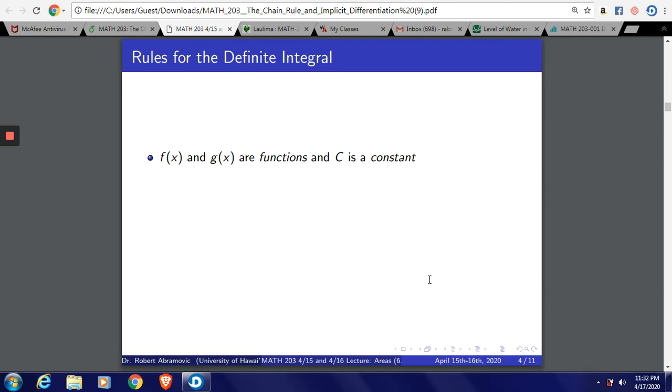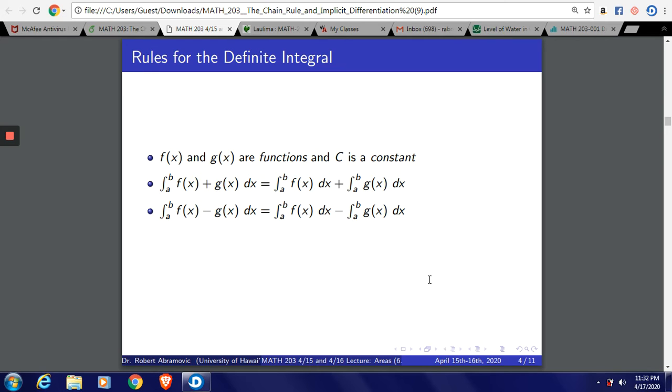Now, the rules for the definite integrals pretty much inherit the same rules as for the indefinite integral. So if you have two functions and a constant, the definite integral of a sum is the sum of the definite integrals. The definite integral of a difference is the difference of the definite integrals. And you can call it a constant. The definite integral of a constant times a function is a constant times the definite integral of the function.